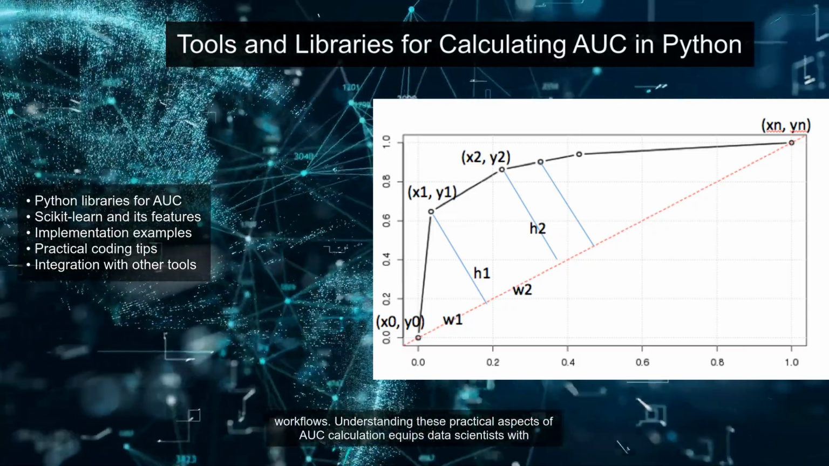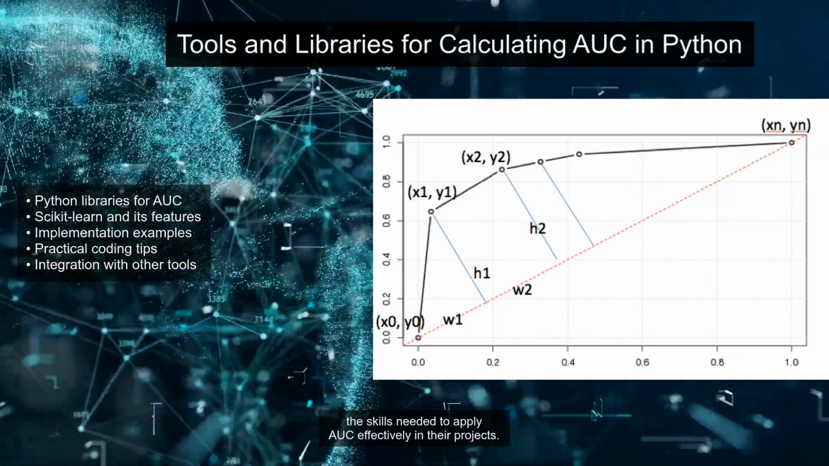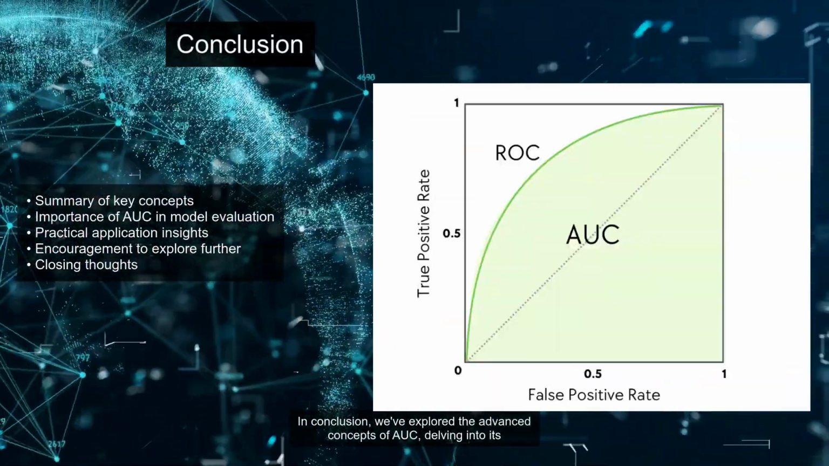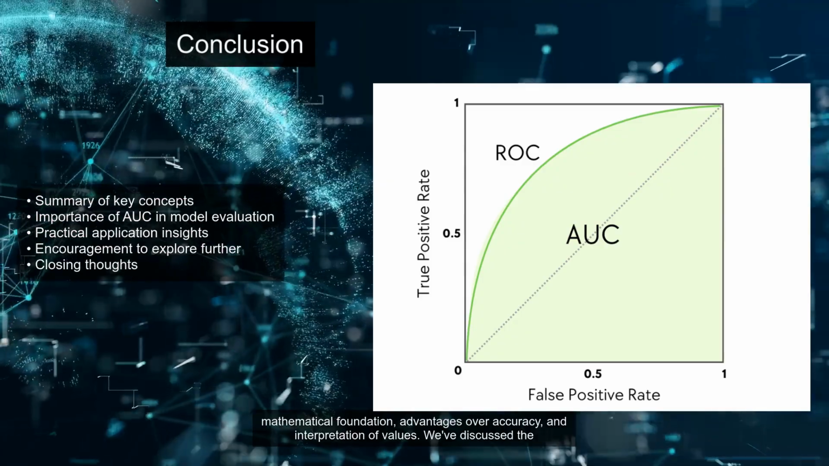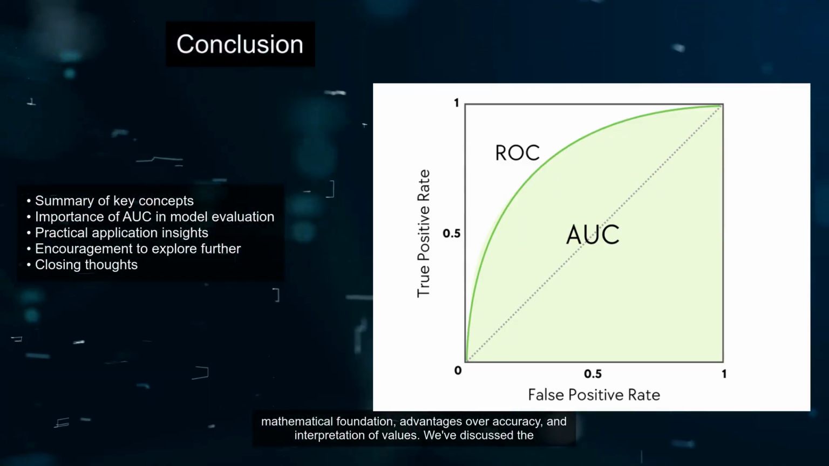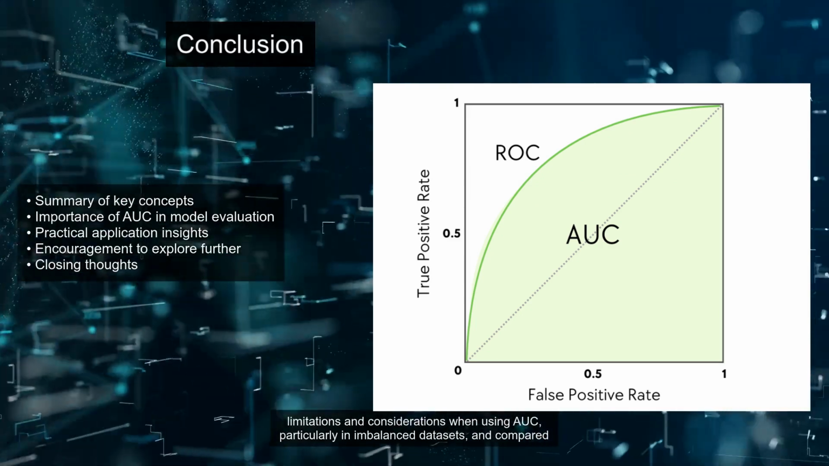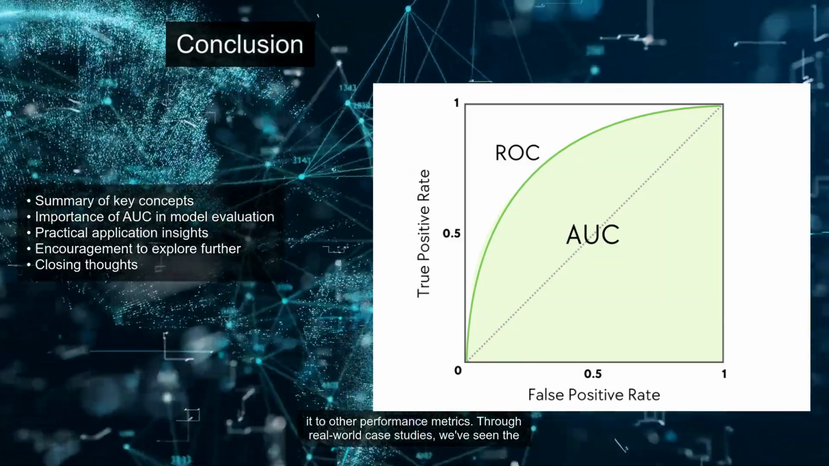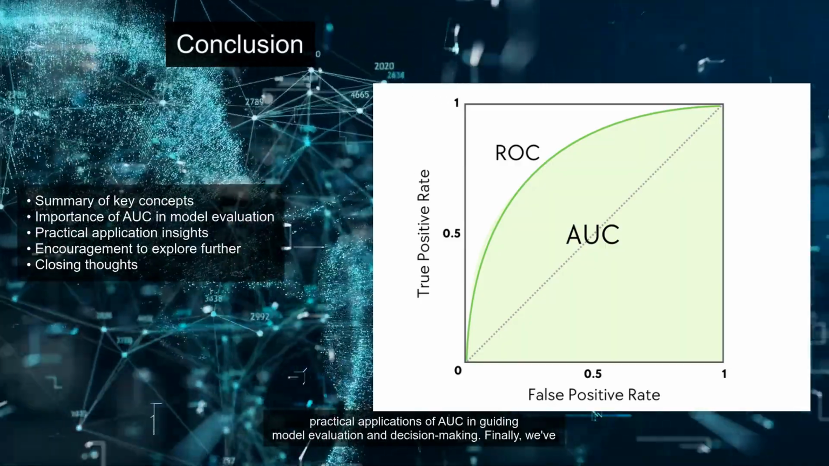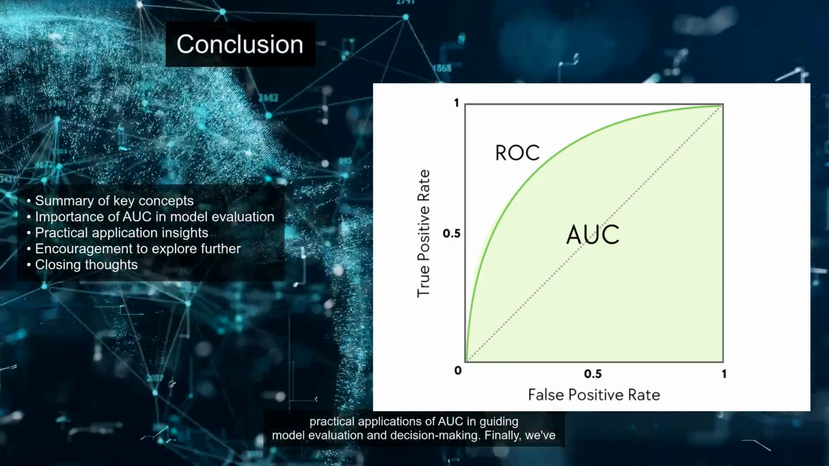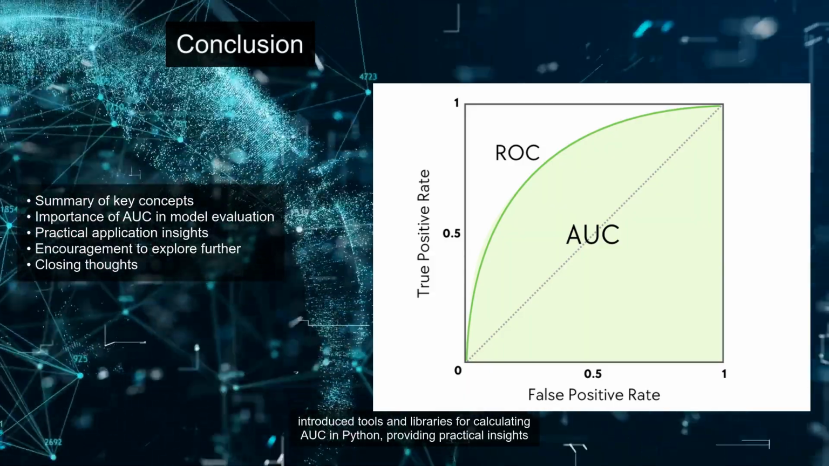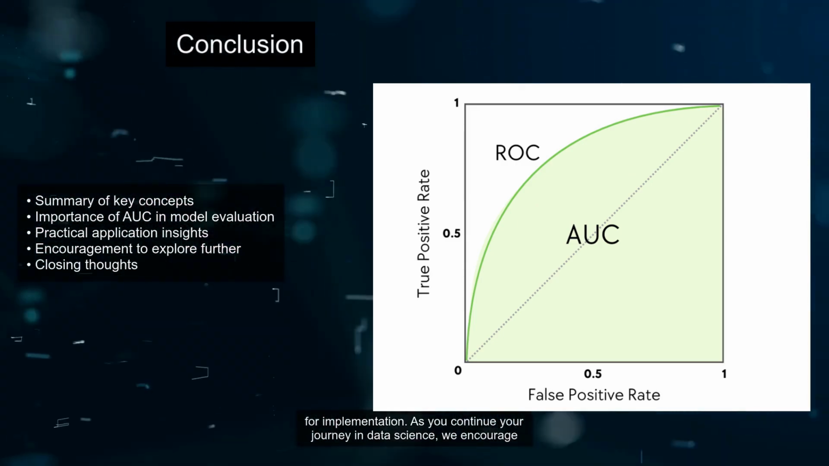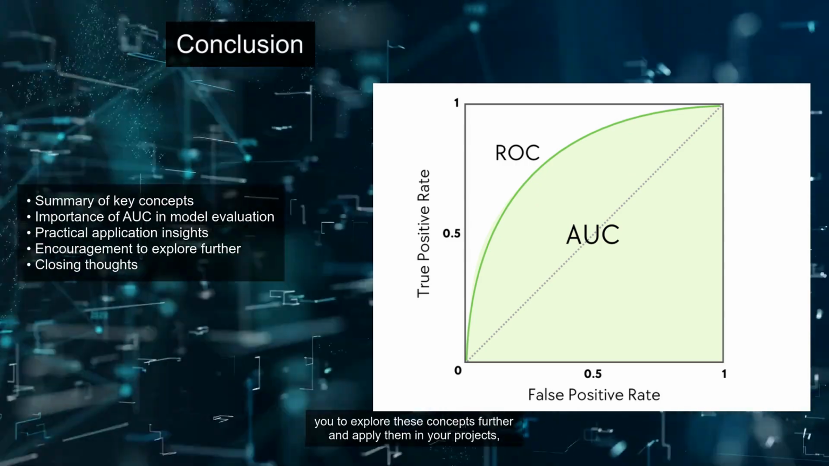Understanding these practical aspects of AUC calculation equips data scientists with the skills needed to apply AUC effectively in their projects. In conclusion, we've explored the advanced concepts of AUC, delving into its mathematical foundation, advantages over accuracy, and interpretation of values. We've discussed the limitations and considerations when using AUC, particularly in imbalanced datasets, and compared it to other performance metrics. Through real-world case studies, we've seen the practical applications of AUC in guiding model evaluation and decision-making. Finally, we've introduced tools and libraries for calculating AUC in Python, providing practical insights for implementation.